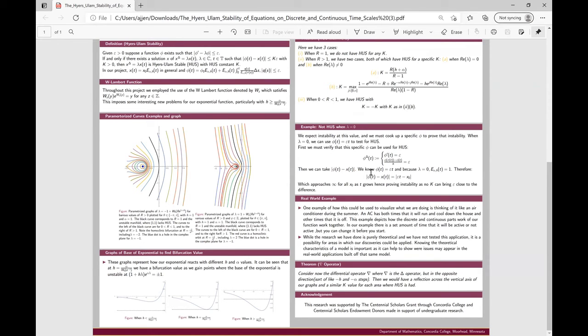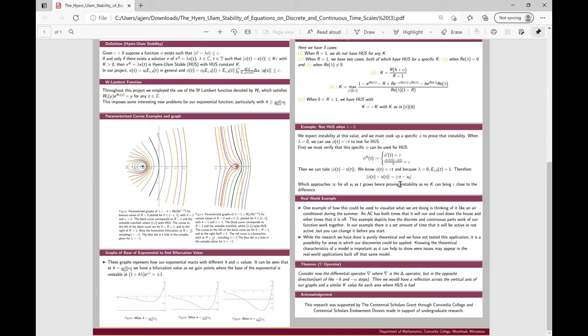So when lambda is equal to 0, we can use phi of t is equal to epsilon t to test for that Hyers-Ulam stability. So first, we have to verify that that phi can actually be used. So we plug that phi into our differential operator and make sure that it can be derived in both ways, in which we come up with epsilon for both continuous and discrete parts. And then we can take that phi that we now proved can be used for Hyers-Ulam stability, and we plug it into our function for Hyers-Ulam stability.